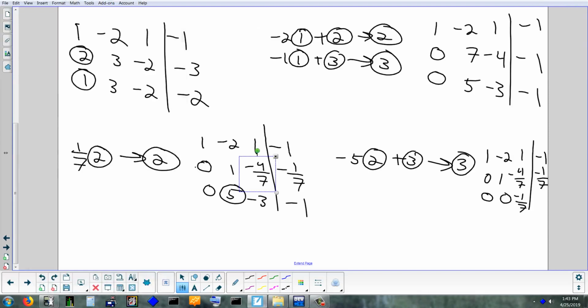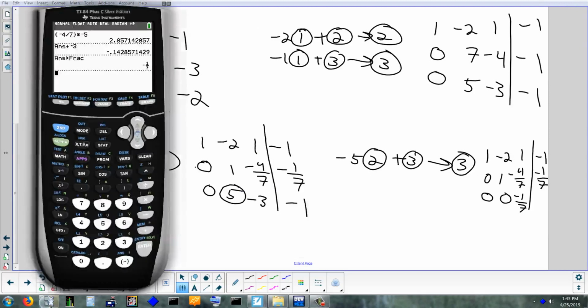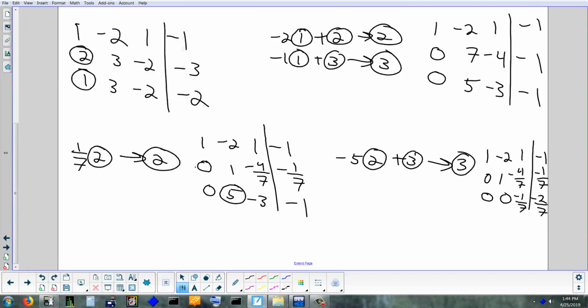And now let's do it one more time. Negative 1/7 times what number? Yep. So negative 1/7 times negative 5. And then we're going to add it to what number? Negative 1. Now, just by looking at the decimal, to me, it looks like it's double the one that's above it. So it's probably negative 2/7. Math, it is negative 2/7. Okay, and that's probably the worst calculation.